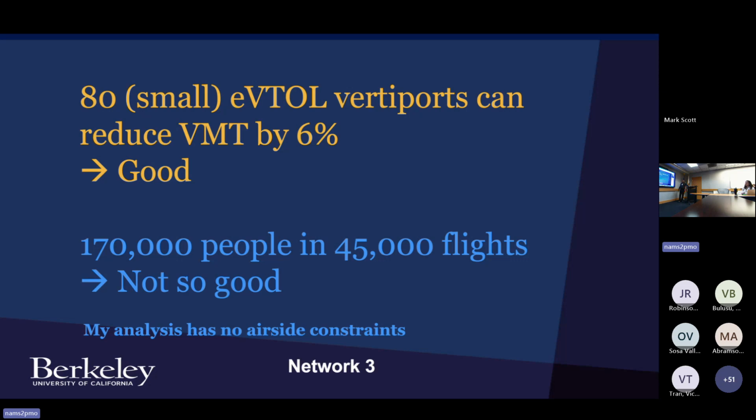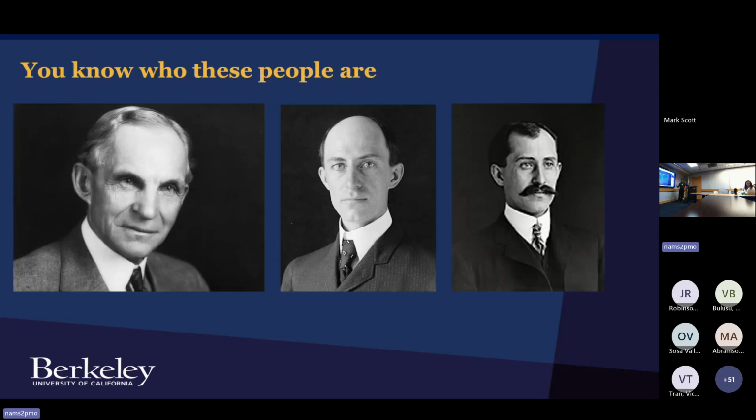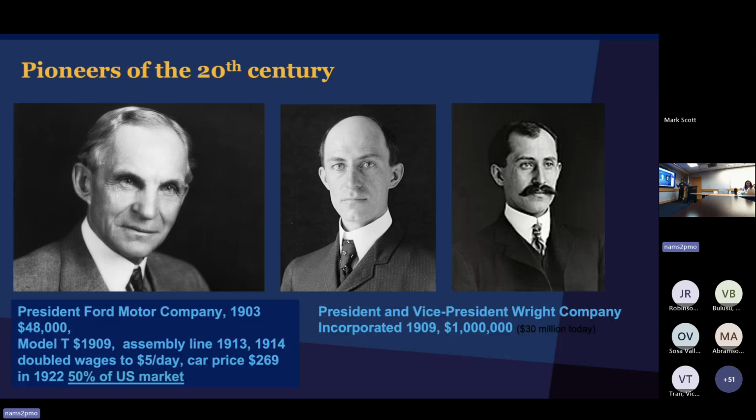80 small vertiports can reduce VMT by 6%. That's good. 170,000 people in 45,000 flights. That's not so good. My analysis has no SI constraints. I think if I put them in, this whole analysis will collapse. We know who these people are.